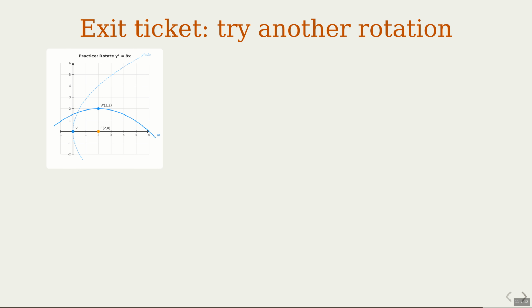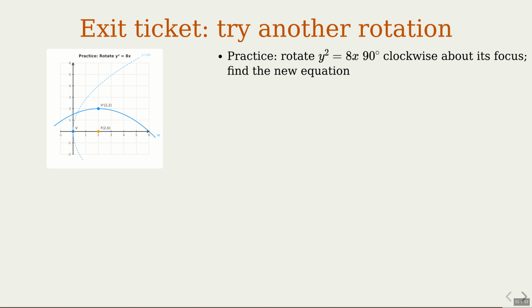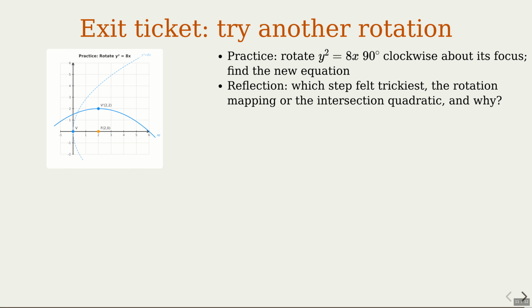Let us check your understanding with one more quick rotation question. For practice, imagine the parabola y² = 8x. Its parameter a is 2, so the focus is at (2, 0) and the vertex at (0, 0). Rotating 90 degrees clockwise about the focus moves the vertex 2 units above it to (2, 2), making a downward opening vertical parabola with equation (x − 2)² = −8(y − 2). For me, the rotation mapping was the trickiest part because I had to picture how the coordinates move around the focus.